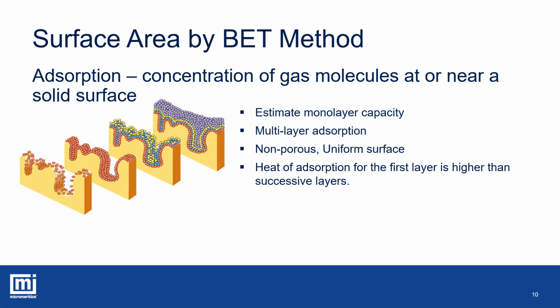This leads us to the first surface area technique, which is the BET method. BET stands for Brunauer, Emmett, and Teller. This method was established in 1938, and it's an estimate of the monolayer capacity, the monolayer being the first layer of molecules adsorbed to the surface. It does take into account multi-layer adsorption, and it assumes that the particle surface is non-porous and uniform. The heat of adsorption for the first layer is higher than successive layers.